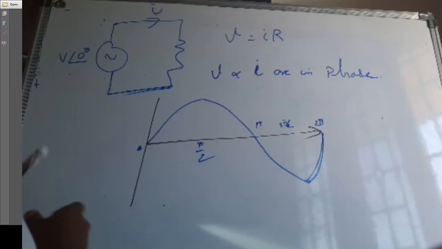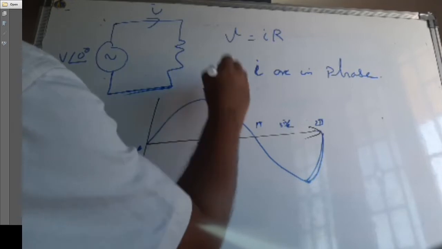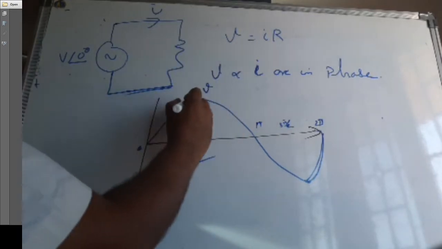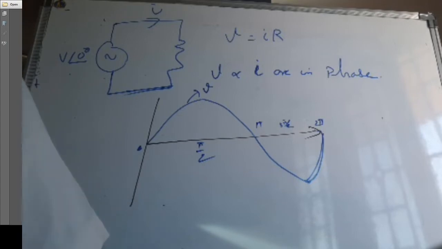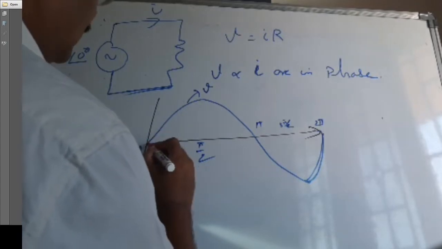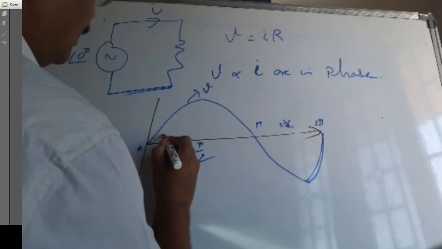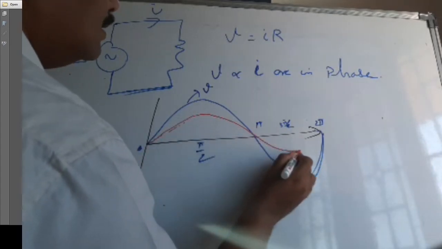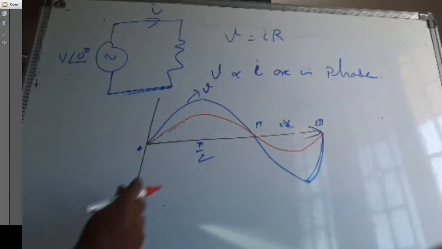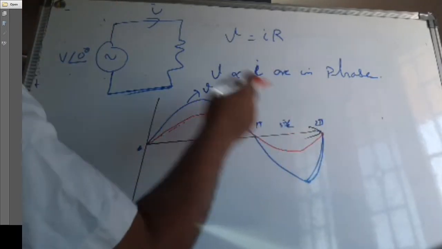Okay, now this is about the voltage. This is my voltage curve. Now, what about the current? Since the current is also in phase with the voltage, you can see that current also starts at this point and reaches the maximum like this. So, that is voltage and current are in phase.